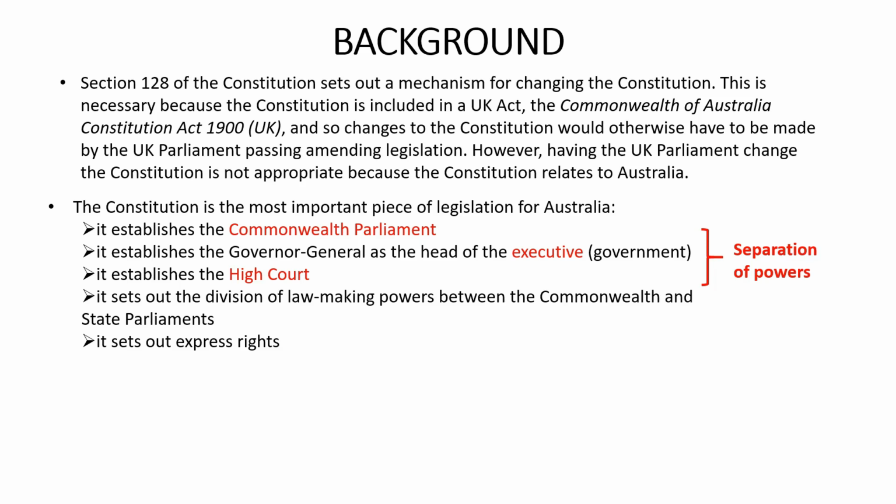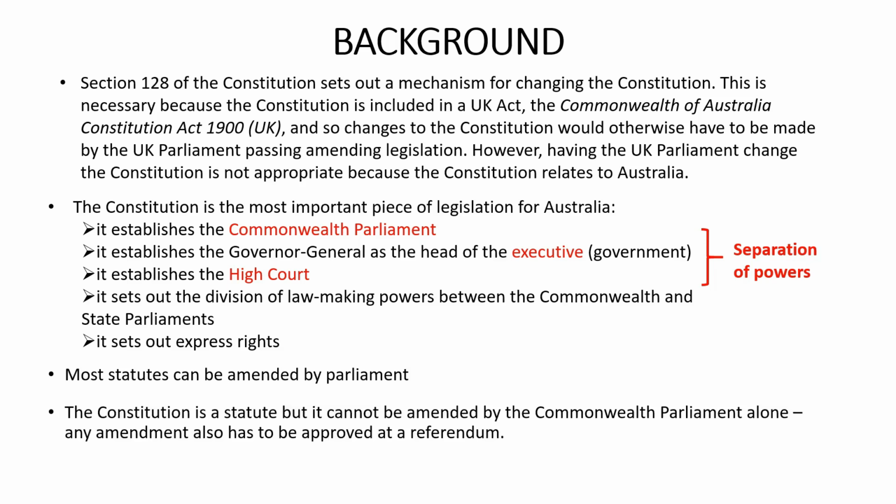The Constitution also sets out the division of lawmaking powers between the Commonwealth and state parliaments. Finally, the Constitution sets out 5 express rights that act as restrictions on the power of Parliament to make laws. Now, most statutes can be amended by Parliament. But because the Constitution is so important, because the Constitution establishes the Australian political and legal system, the Constitution is not able to be amended by the Commonwealth Parliament alone.